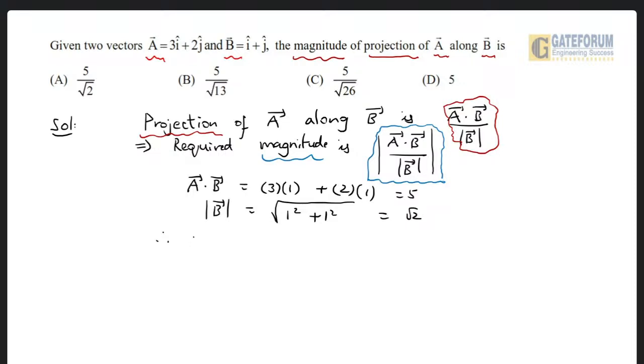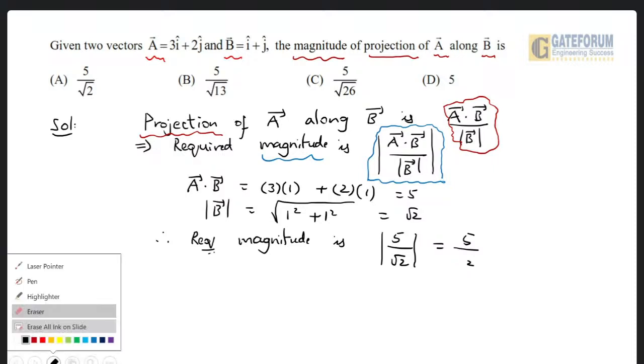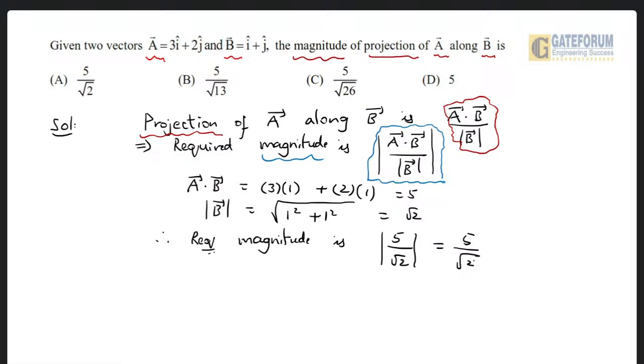Therefore, required magnitude is modulus of 5 by root 2. Already 5 by root 2 is a positive quantity, which is nothing but mod removed, mod eliminates. 5 by root 2. So the answer is 5 by root 2. Accordingly, the option is A. This is the end of the question.